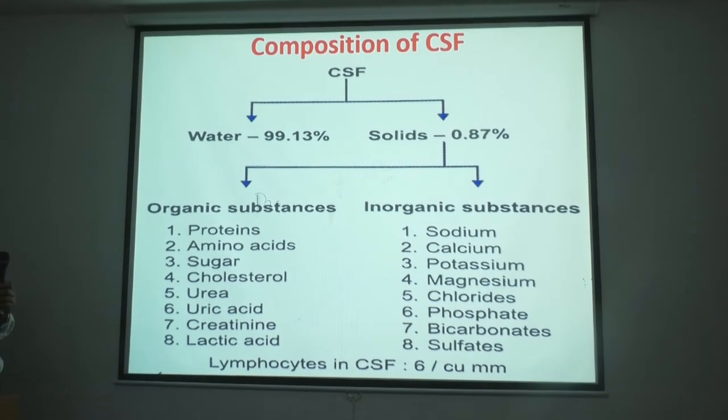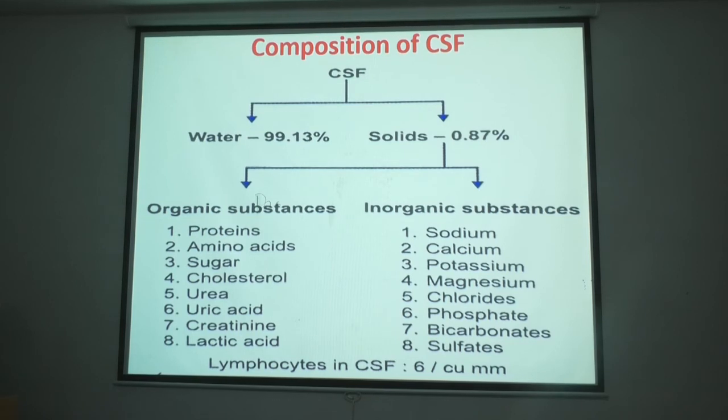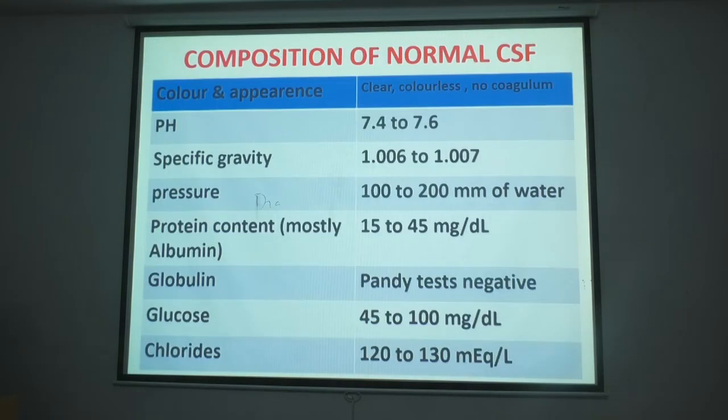Next, this you have already finished. What is the composition? Mostly water, 99.13%, and solids 0.87%. What are the organic and inorganic substances? Organic substances are protein, amino acid, sugar, cholesterol, urea, uric acid. Inorganic substances: sodium, calcium, potassium, magnesium, chloride. This is very important.